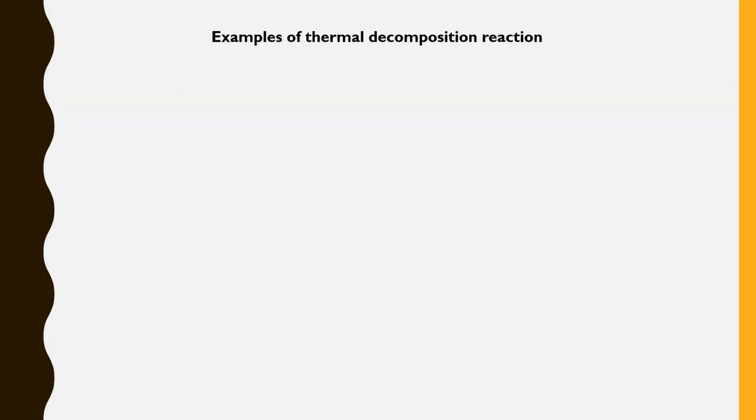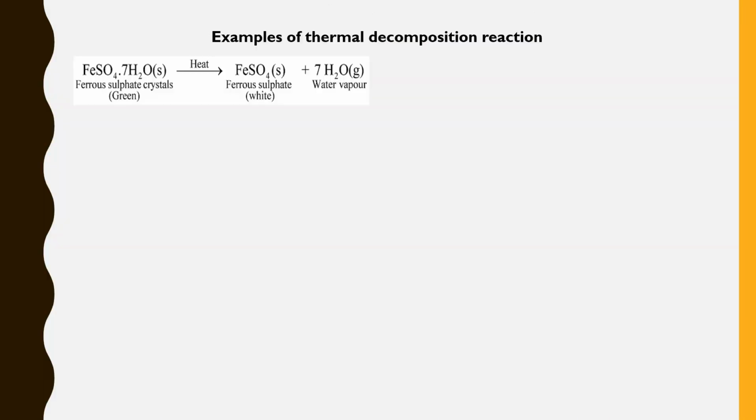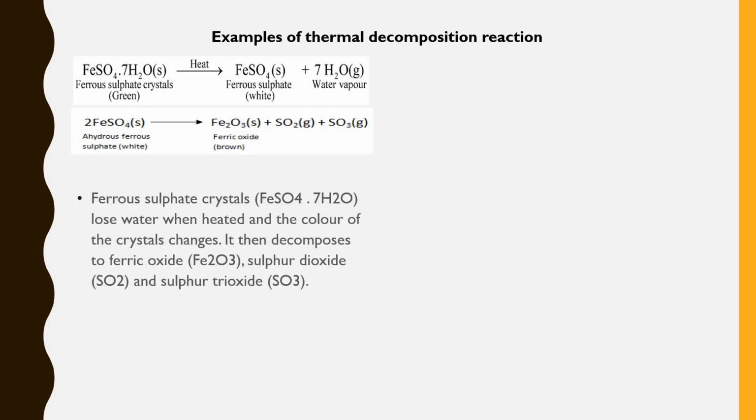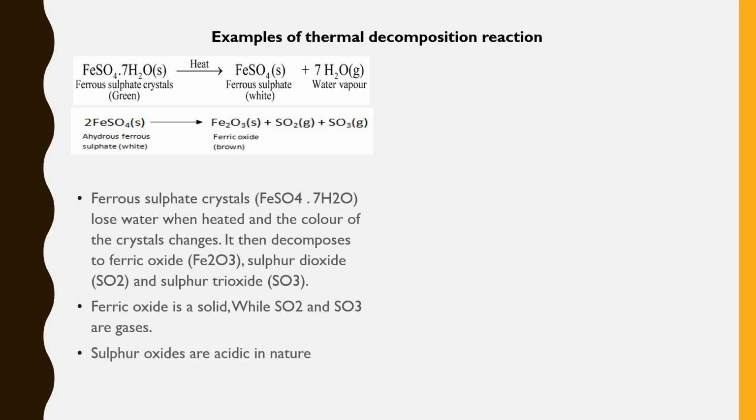Now some more examples of thermal decomposition reactions. As we already have seen, the heating of ferrous sulfate crystals produces ferric oxide, sulfur dioxide, and sulfur trioxide. Sulfur oxides are acidic in nature. This can be detected by using blue litmus paper. If we take wet blue litmus paper near the gas, it will turn red in color.